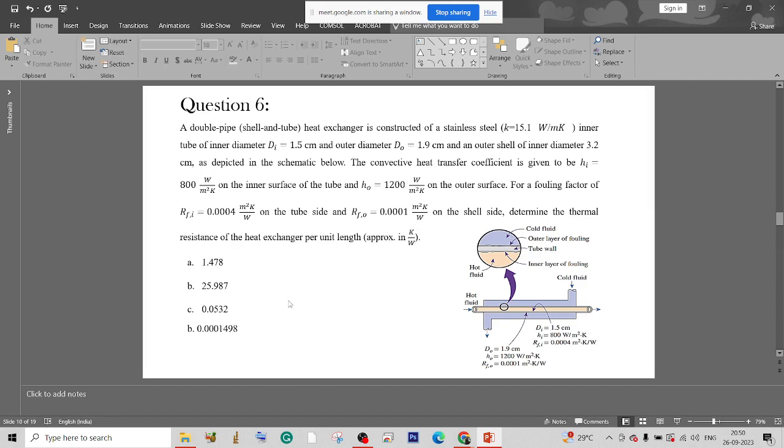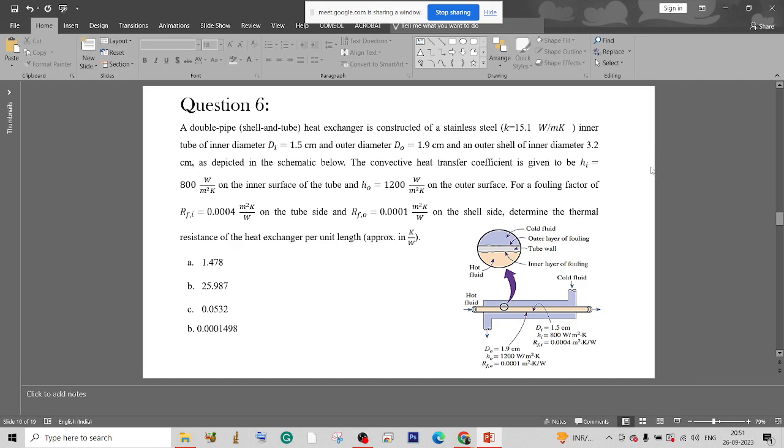Now question number 6 is another problem. So what does it say? A double pipe shell and tube heat exchanger is constructed of stainless steel. Its thermal conductivity is given. The inner tube diameter is 1.5 centimeter and outer tube diameter is 1.9 centimeter. For the outer shell, the inner diameter is 3.2 centimeter.